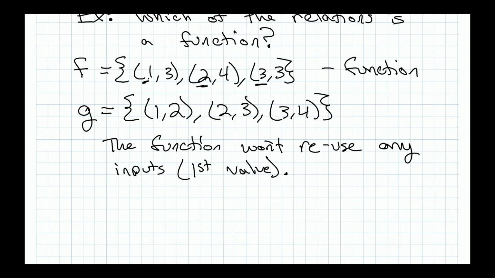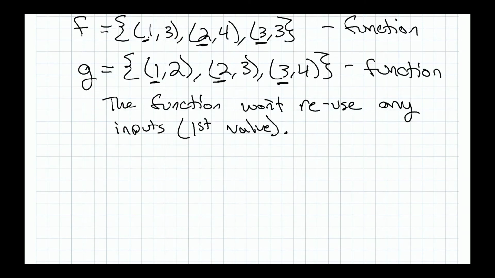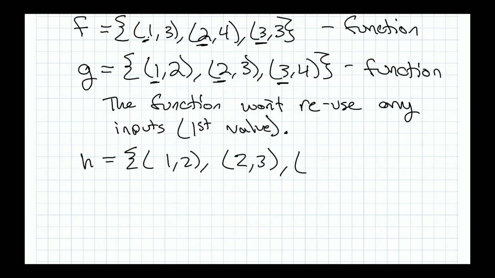And then I look at the inputs of the second function here. 1, 2, 3. Again, they're all different, right? 1, 2, and 3 are 3 different numbers. So that's a function. So I thought I was going to do one where they were not both functions, but I accidentally wrote 2 functions. So let's write one that's not a function and see how that goes. So if I write a new one, so if I say 1, 2, 2, 3, I'm not doing it again, I promise, 1, 4, like that, then this is not a function.